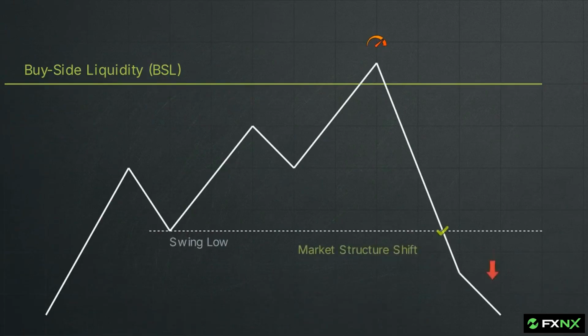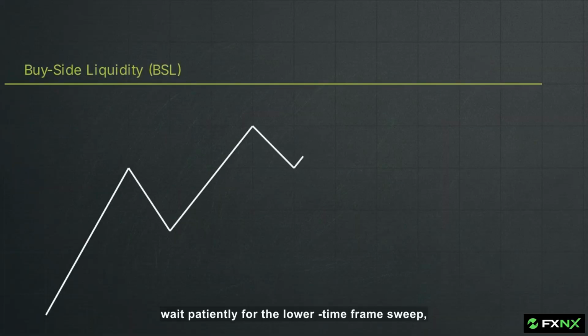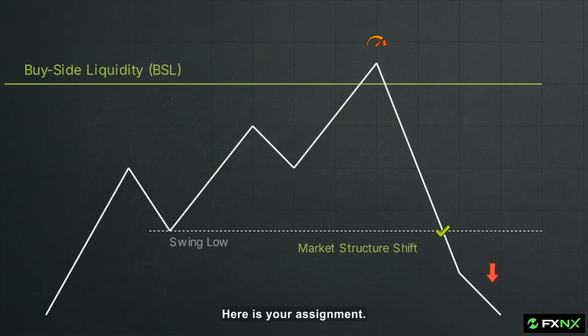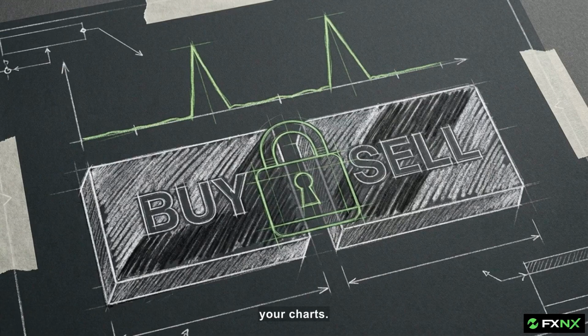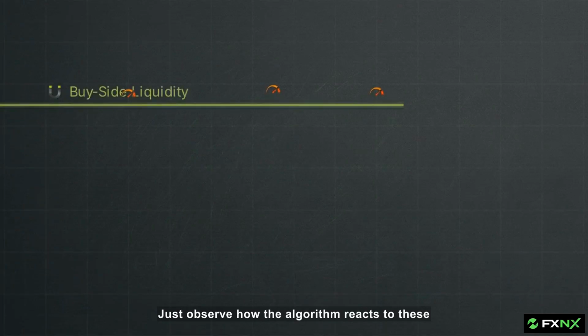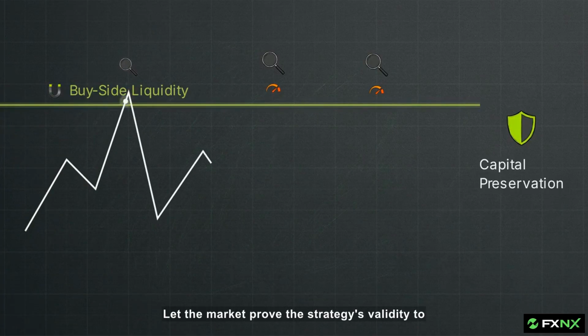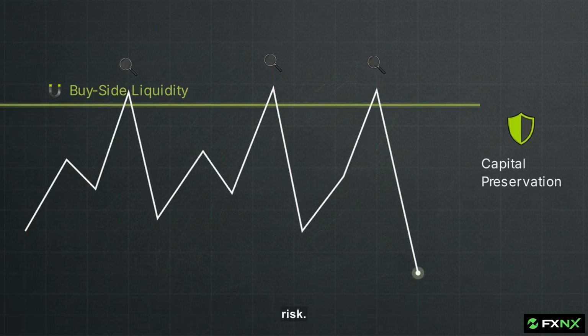To review, map the higher timeframe magnet, wait patiently for the lower timeframe sweep, and secure your entry on a confirmed market structure shift. Here is your assignment. Spend your next 3 trading sessions solely marking the previous day high, the previous day low, and equal highs on your charts. Do not place a single trade. Just observe how the algorithm reacts to these specific levels. Let the market prove the strategy's validity to you before you put $1 of capital at risk.